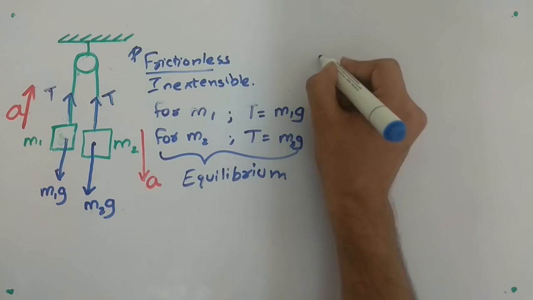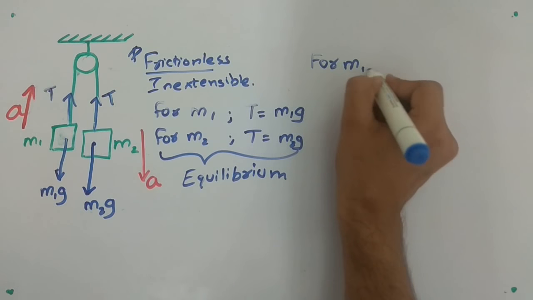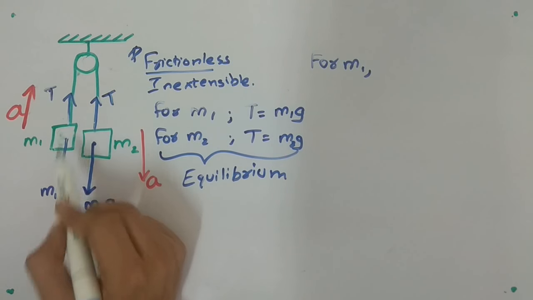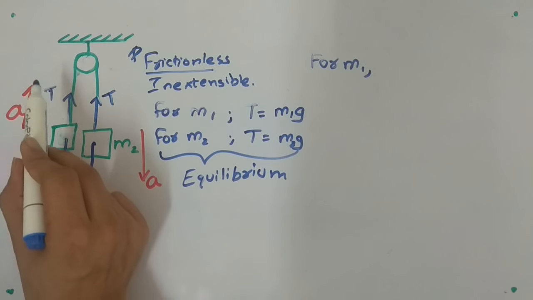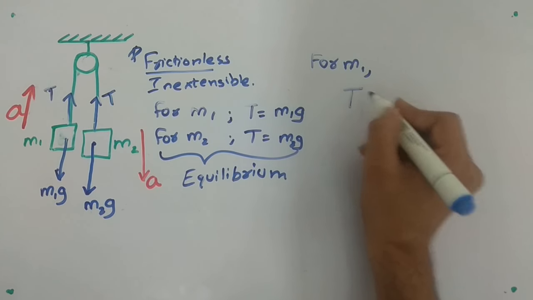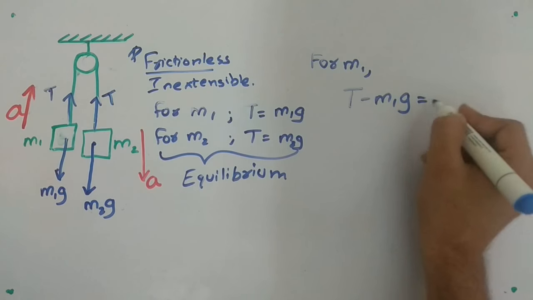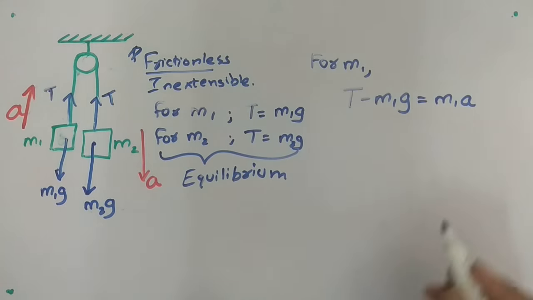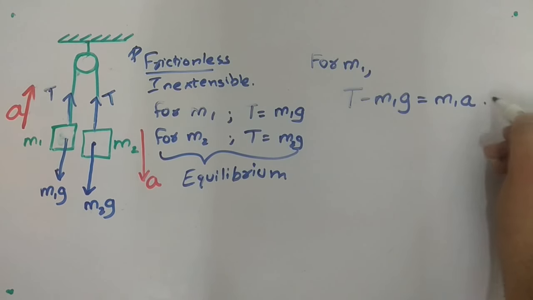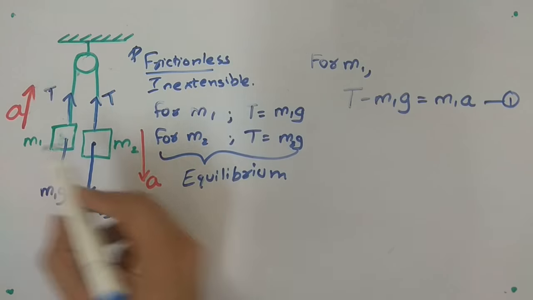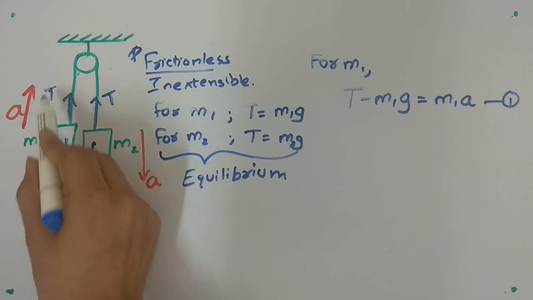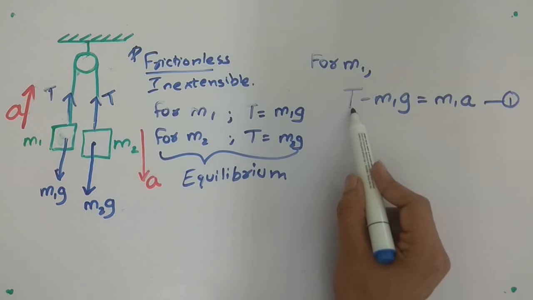So for m1, the two forces here are T and m1g. Now since the object is moving upward, the upward force should be greater. So therefore we are taking T minus m1g equal to m1a. Now for those who didn't get this equation, please check our previous videos. So opposite direction minus, then since the object is moving upward, the upward force should be greater, therefore we are writing T first.